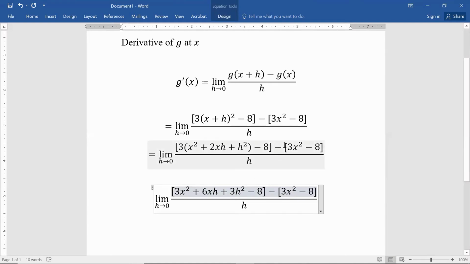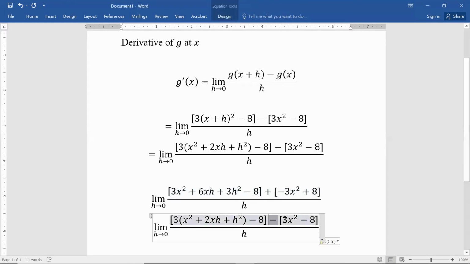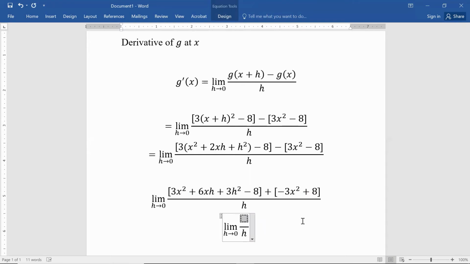I could have also distributed this -1. In fact, I'm going to do that right now. Distribute the -1. We get a minus 3x squared and a plus 8 on the right-hand side there. When we combine like terms, what happens, let me just erase the whole thing. 6xh plus 3h squared remain on top because the 3x squared cancels out with the minus 3x squared, and the minus 8 cancels out with the plus 8.